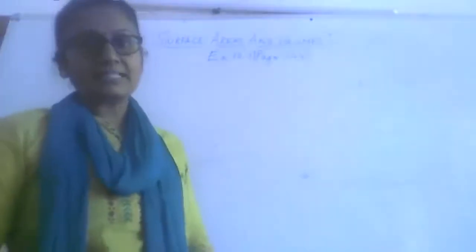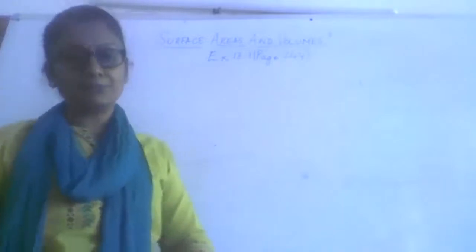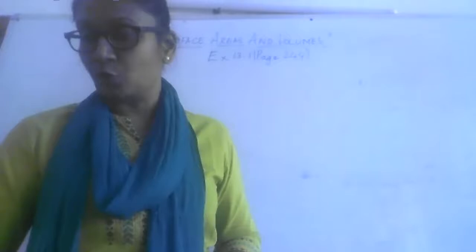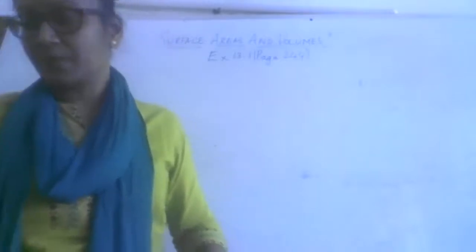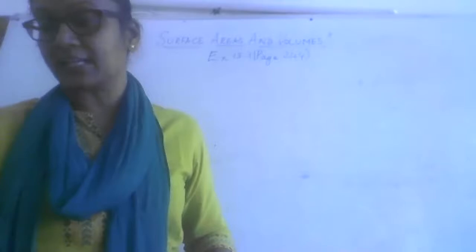Okay, so we are in exercise 13.1 of page 244. I'm taking up the first problem. Let me read the problem. Two cubes, each of volume 64 centimeter cube, are joined end to end. Find the surface area of the resulting cuboid.